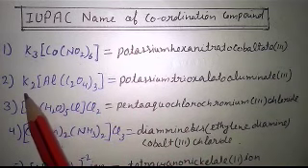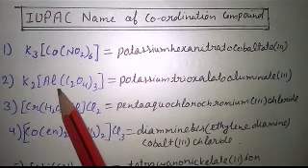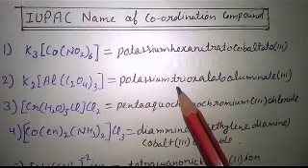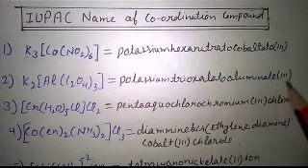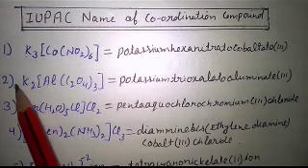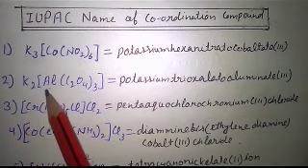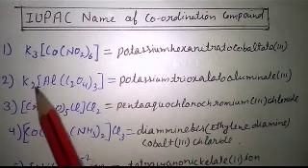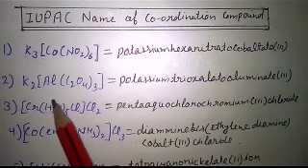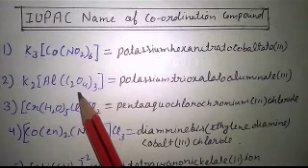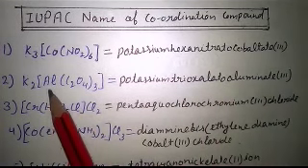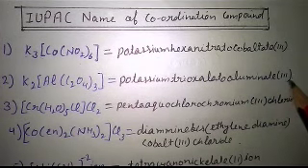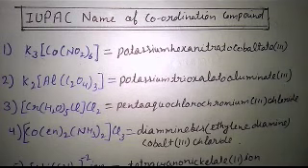Now the second example is K3[Al(C2O4)3], and its name is potassium trioxalatoaluminate(III). For the name, we take first the positive part, then the negative part. The positive part's name is potassium, then the coordination complex name is first the ligands, trioxalato, then the name of the metal atom, aluminate, then (III) is the oxidation number of aluminium.